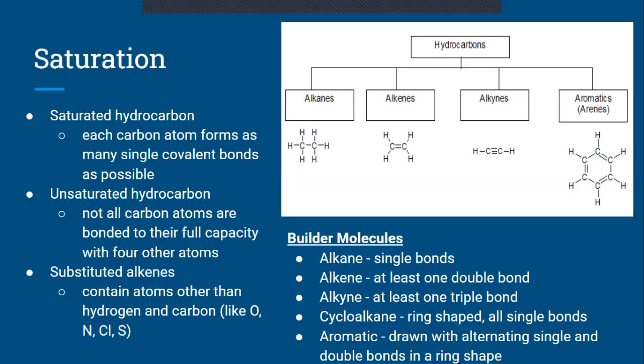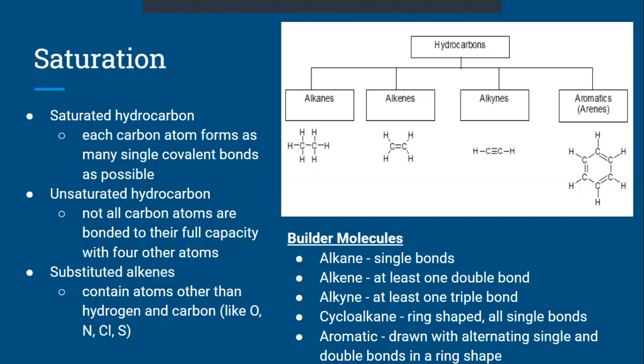An unsaturated hydrocarbon is when not all of the carbons have their full capacity bonded. So they might not be bonded to 4 other atoms. In this case here, there are 1, 2, 3 bonds between that carbon and 3 other atoms. There's a single bond and a double bond, so that only counts for 3 connections. This is an unsaturated hydrocarbon. An addition reaction could now make it saturated.